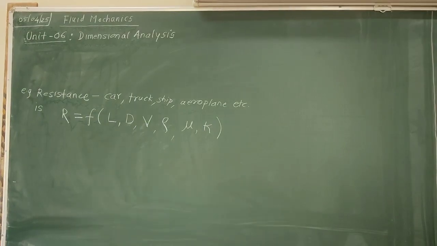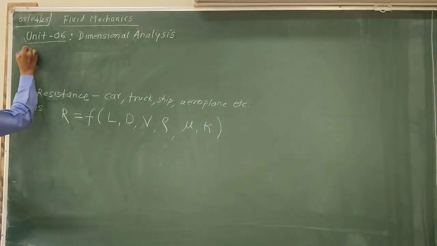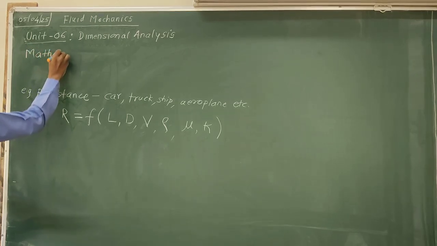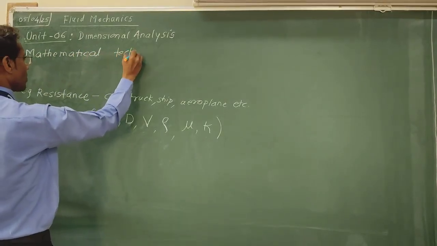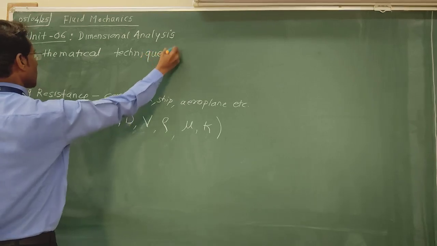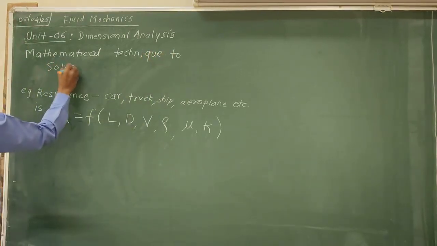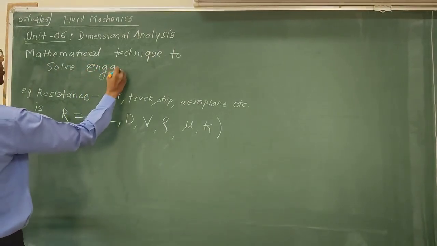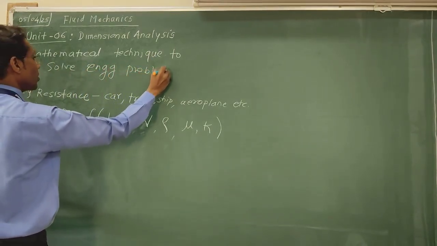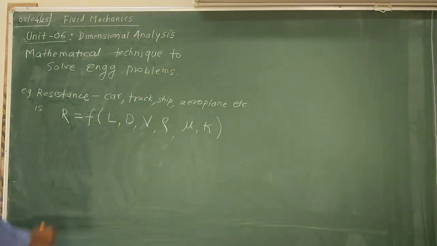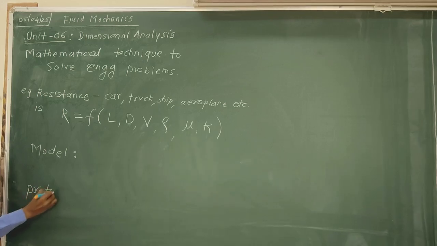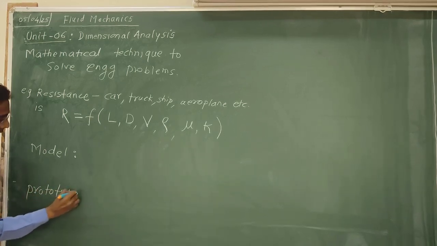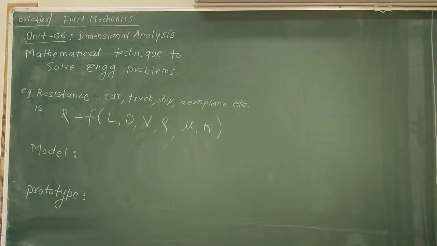Now here, this dimensional analysis as a technique, a mathematical technique, we are going to use to solve the problem, which are engineering problems. Now here we will use two terms. Here we will get relation between two things. One is a model and another is a prototype. Okay, so prototype is actually machine.